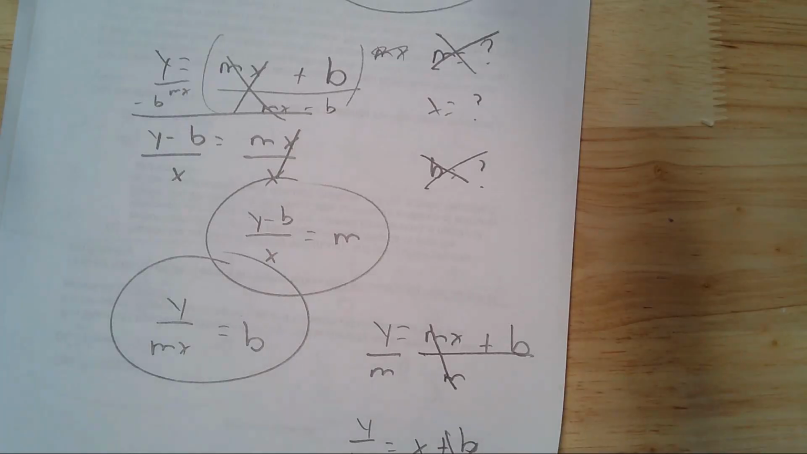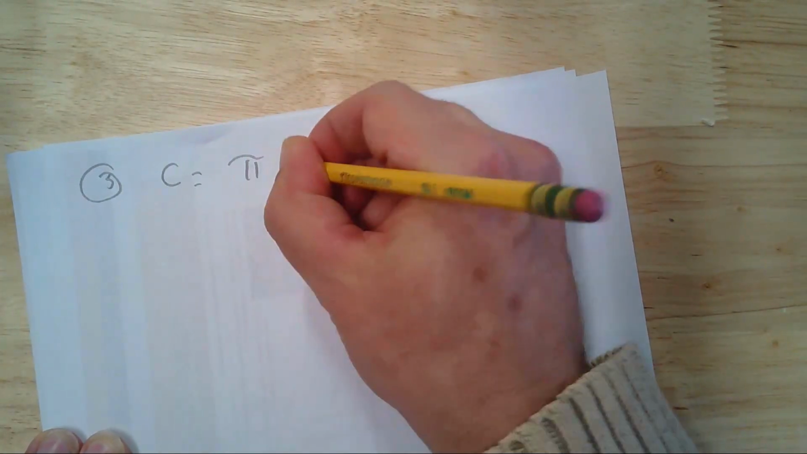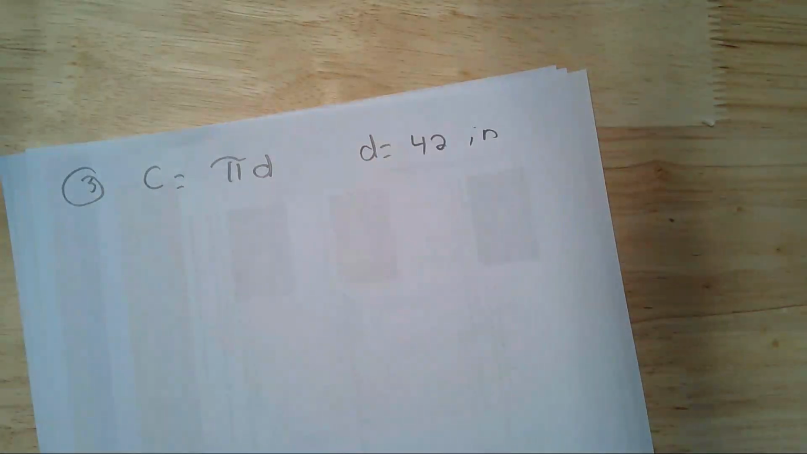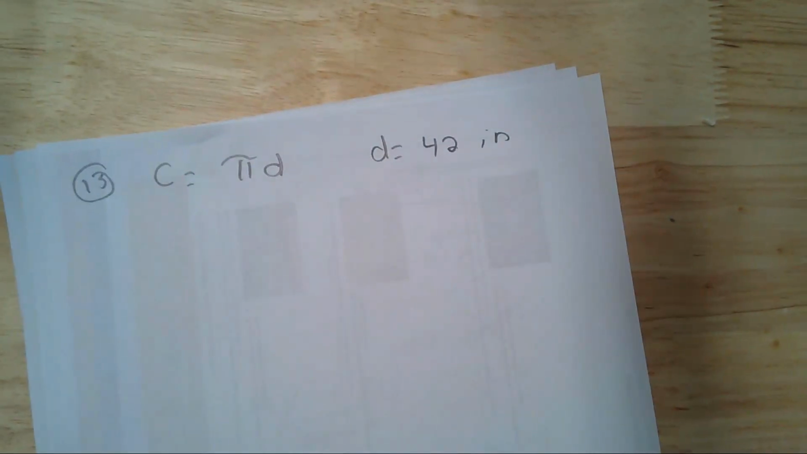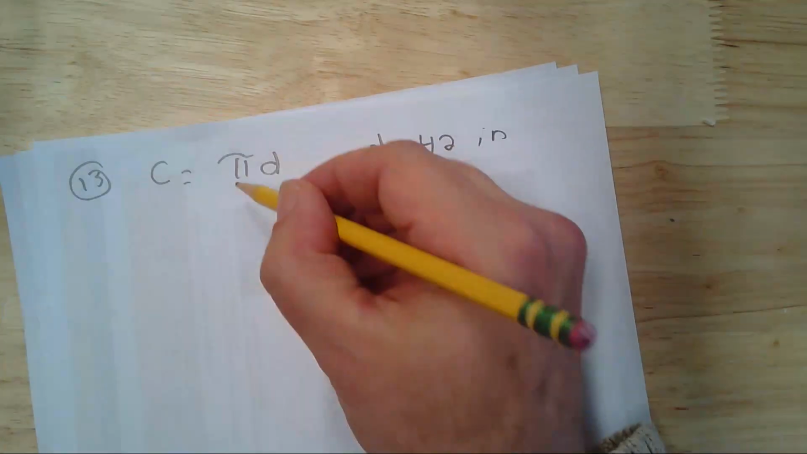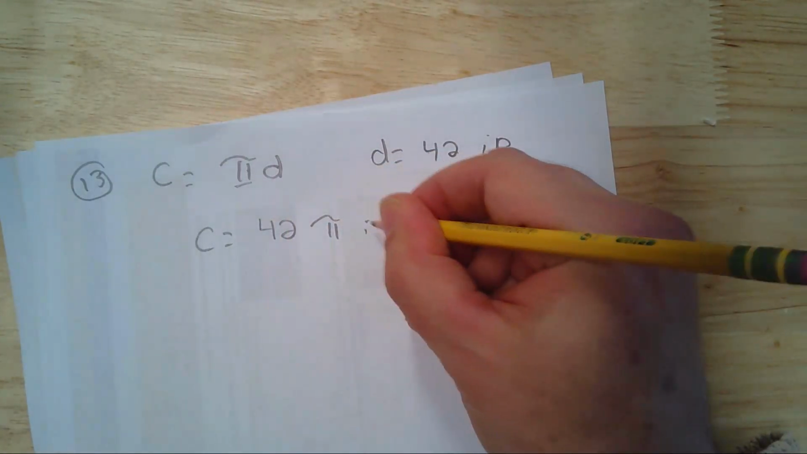Okay, let's look at number 13. It says, solve in relation to pi. C equals pi times diameter, and the D is 42 inches. This one's pretty ridiculous, to be honest with you. If I'm representing in terms of pi, it's saying don't turn pi into anything, just leave it like this. All I'm doing is multiplying pi times the diameter, so the answer would be 42 pi inches.